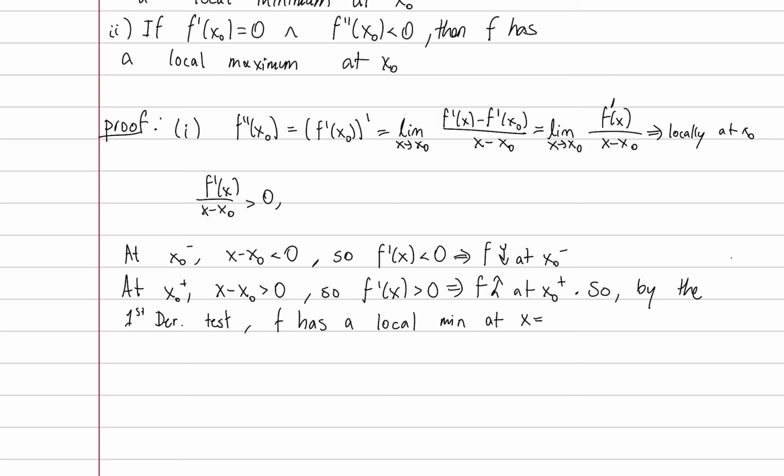So x minus x naught is less than 0, so f prime is negative, meaning f is decreasing to the left of x naught. And to the right of x naught, x minus x naught is positive. So of course f prime also has to be positive. So it's increasing. So by the first derivative test, we've already proved f prime changes sign, so f has the local minimum at x equals x naught. And this concludes our proof.